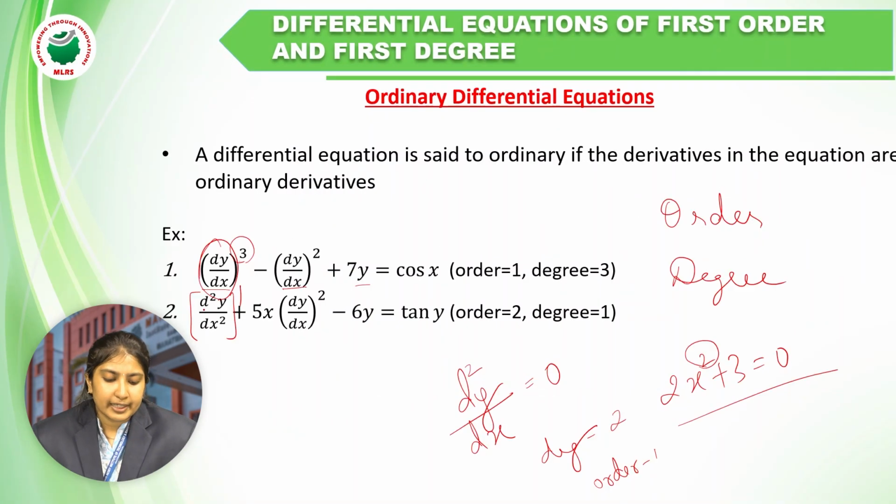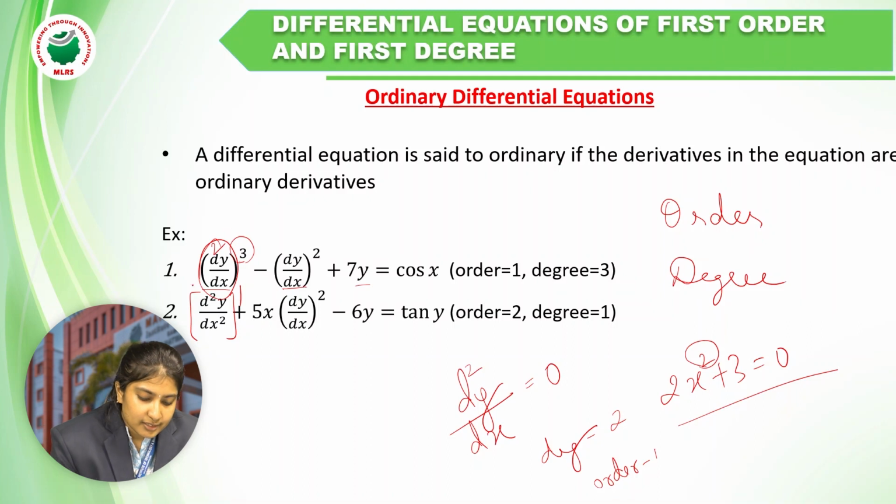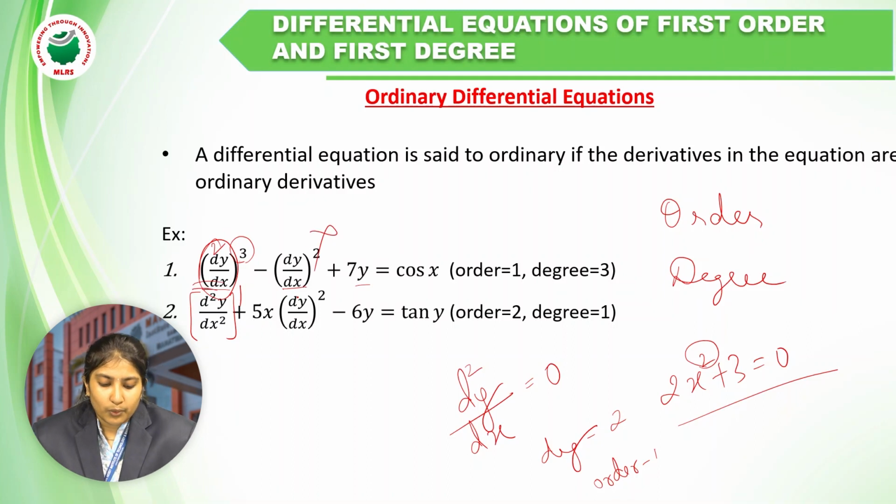If there is dy by dx whole cube, and inside it is d square y by dx square, then again you have to take this term only, because its order is higher than dy by dx. So the term with the highest order gives the order, and for that term you take the power, which will be the degree of the given differential equation.